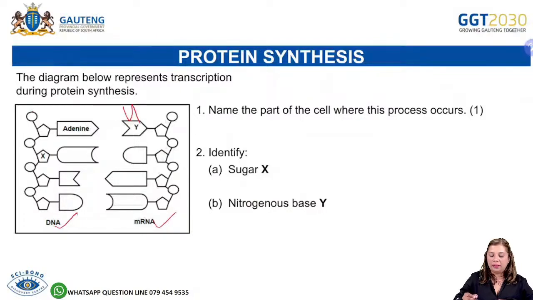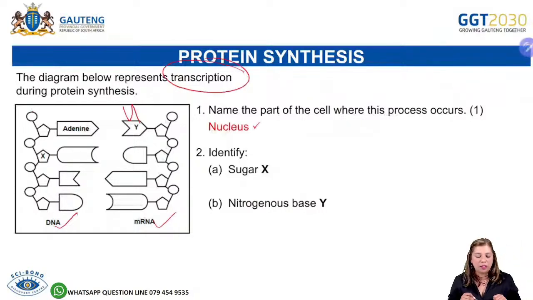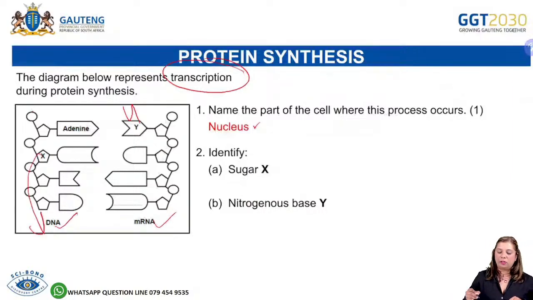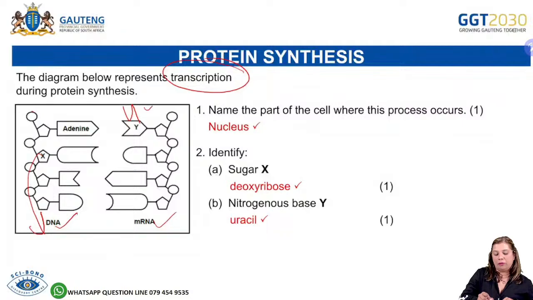Okay, so let's see. Name the part of the cell where this process occurs. What process are they talking about? We have to go to the question. It represents transcription. Where does transcription take place? The nucleus. Identify the sugar at X. We know that it is DNA, so it would have to be deoxyribose sugar. Don't be fooled. Okay, and then the nitrogenous base Y would be uracil. There we've already labeled it.